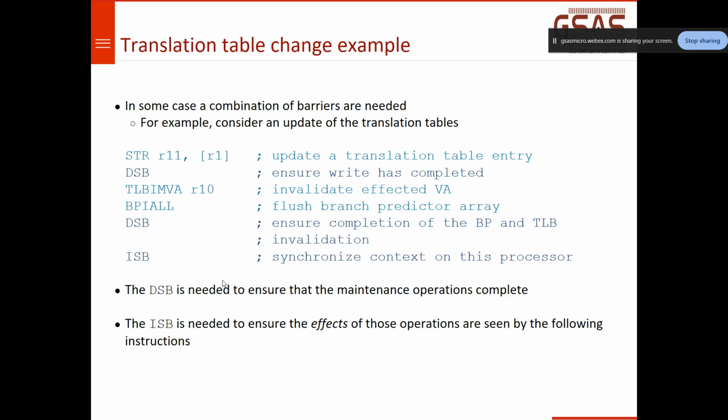So you can see DSB is used here twice. This DSB is used to ensure that the maintenance operations of the cache and the branch predictor are complete, so that the processor can go and start execution or update data afresh from whatever the address location is, whether it is an instruction or data.